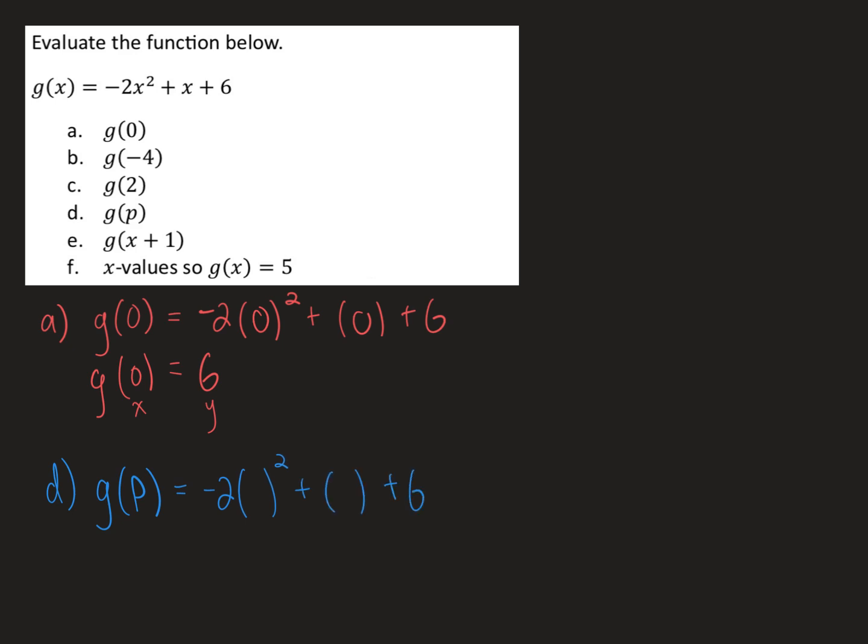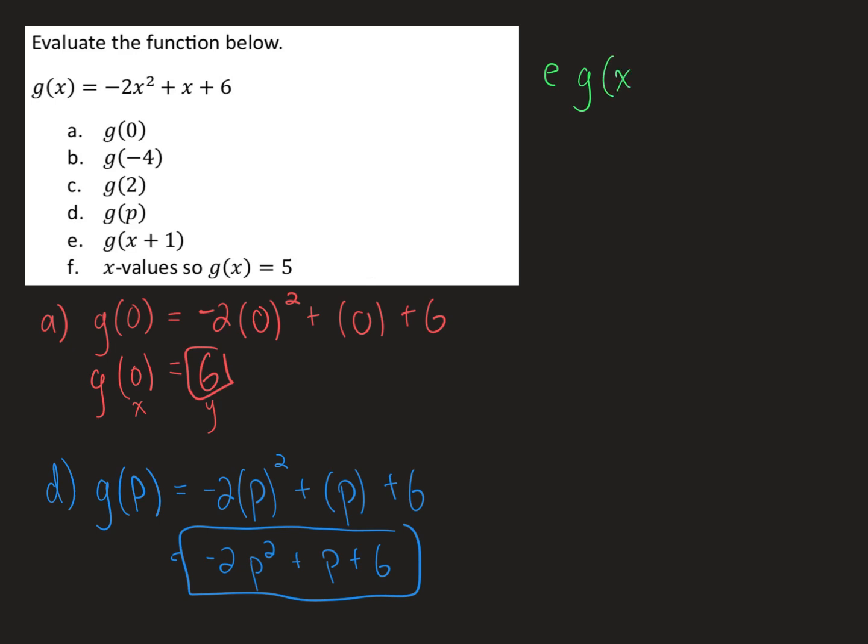And again, I'm just using parentheses here to set it up because these x's in the original equation will be replaced with whatever x was replaced with, in this case, p. So I've got negative 2p squared plus p plus 6. And this makes sense because way back at the beginning of this slide, I said whatever is in the parentheses is the variable used on the other side of the equation. Still holds true. All right, let's take a look at part E, where we find g of x plus 1.